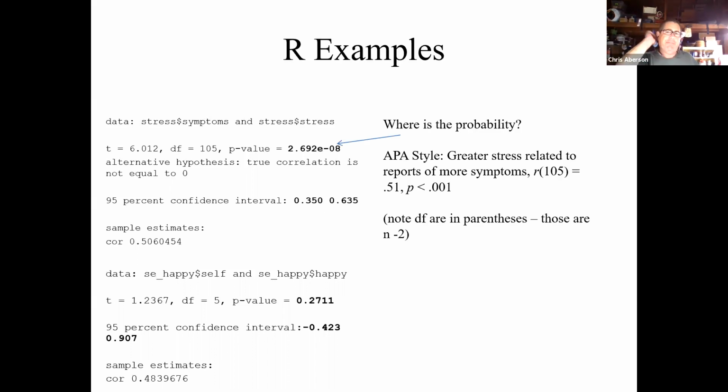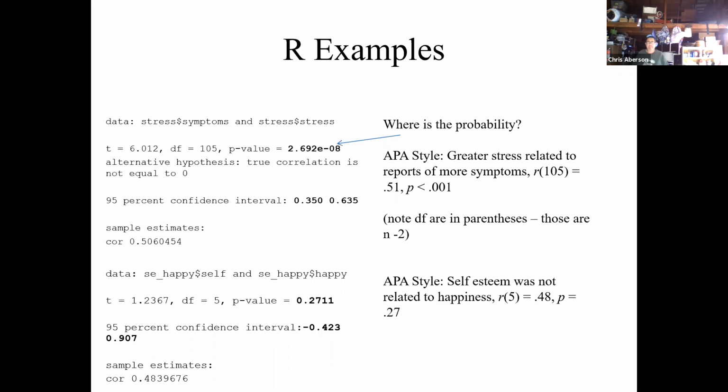And here you might report it like this: greater stress related to reports of more symptoms. r with 105, that's the degrees of freedom, is equal to 0.51. Probability reported as less than 0.001 whenever the probability is very low. Similarly down here, really the only thing that differs is the probability is reported as a specific value when it's greater than 0.001.